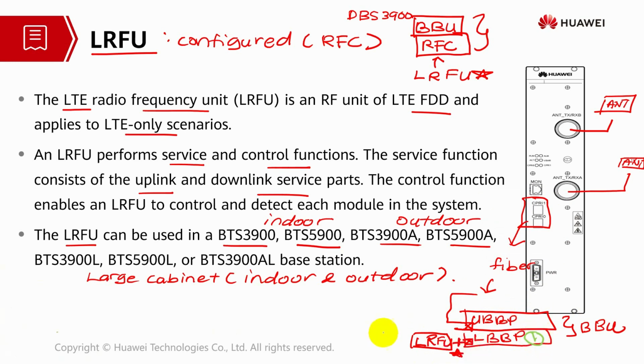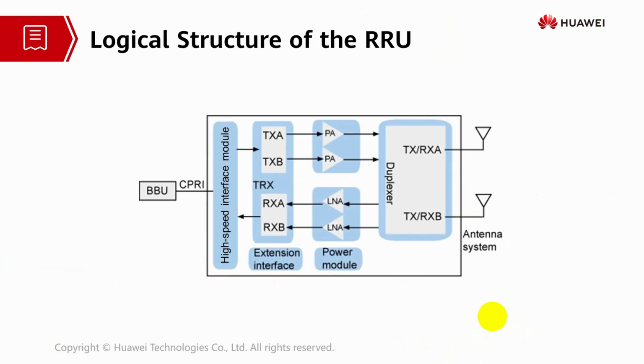So this is between part 1 and part 2. Let's look through the logical structure of an RRU. The RRU system is more or less the same. It has a BBU connected with a fiber or CPRI module, which is known as Common Public Radio Interface. It has to go through the TRX module, which has TX and RX, power amplifier, low noise amplifier, extension interface, power module, and the antenna system.